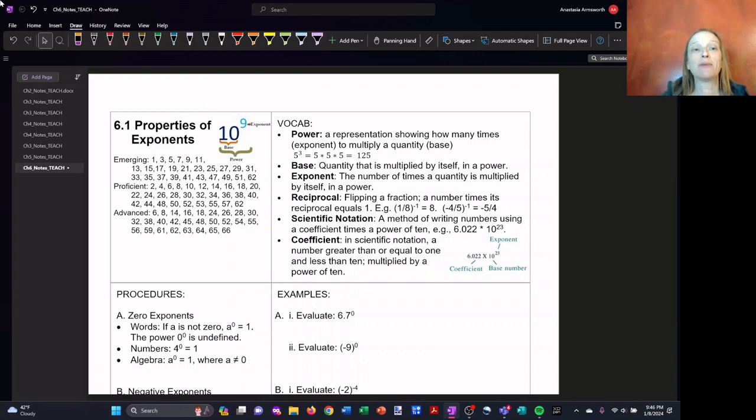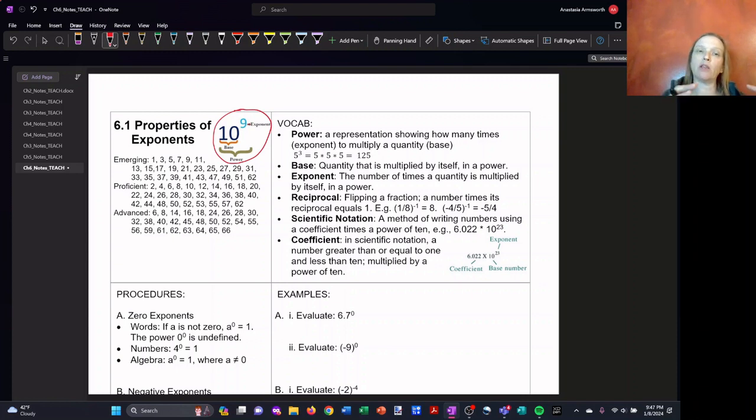Hi, folks. Today we're going to be learning about properties of exponents. And exponents are part of powers, which are representations that show how many times to multiply a quantity. So here I've got an example of a power, 10 to the ninth power. 10 is the base and 9 is the exponent.